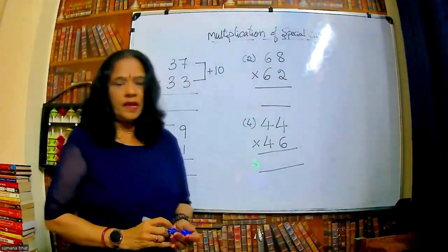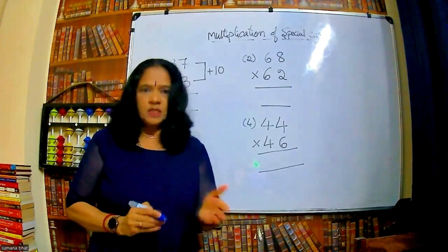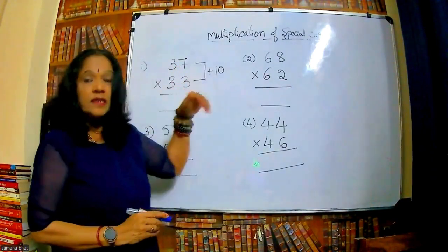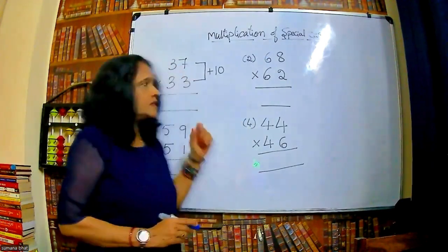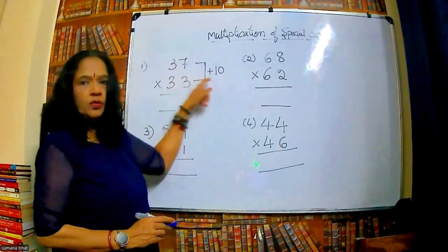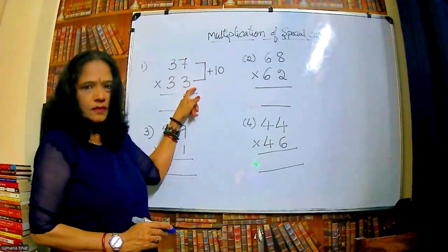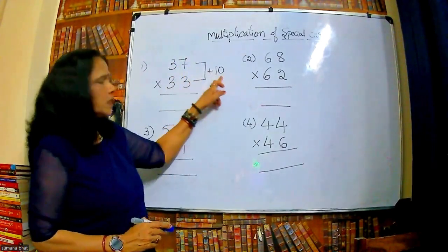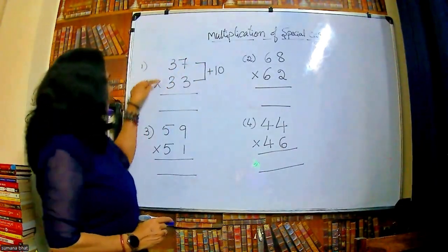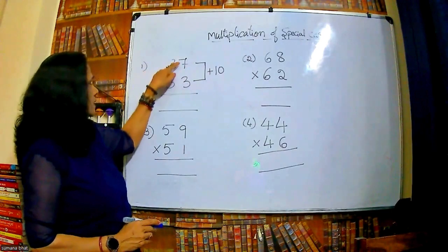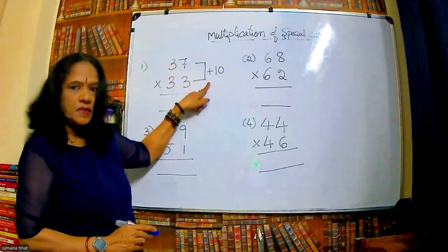Antyodashakepi. Antya means end. Dasha means 10. Means the number which is at the end, in the units place, must add up to 10. 7 plus 3 is equal to 10. So the units place numbers should add up to 10 and the other numbers should be the same. See here it is 7 and 3, that makes 10.